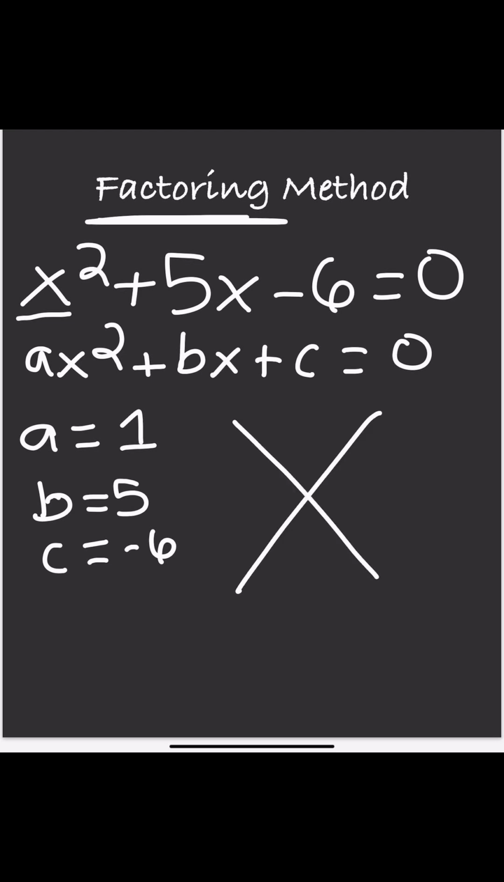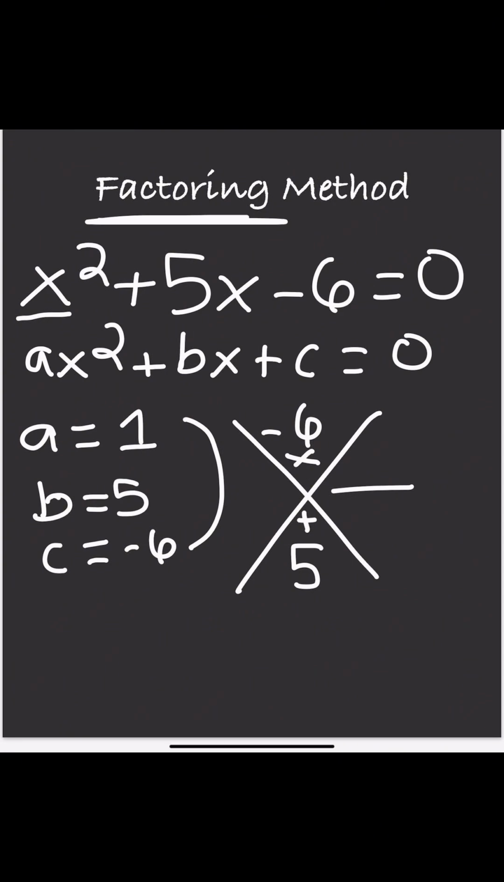And so we're going to use something called the cross method. Essentially, the cross method is a times c on top, and then our b value on the bottom. What we're trying to find is 2 numbers that equate to our top number by multiplying, but also equate to our b value by adding. So you're going to have your a, and then you're going to have your c. Now, to check our answers, we're going to have to put our a value on the bottom for both factors. So you're going to have your a times c on the top, which is going to be -6, and then you're going to have your b value on the bottom, which is going to be +5.